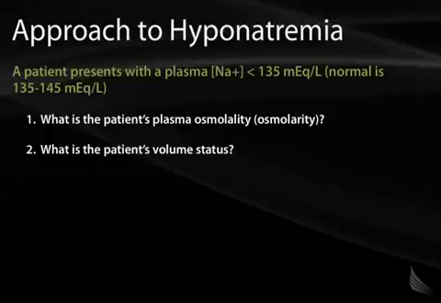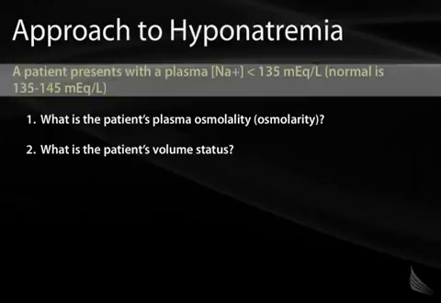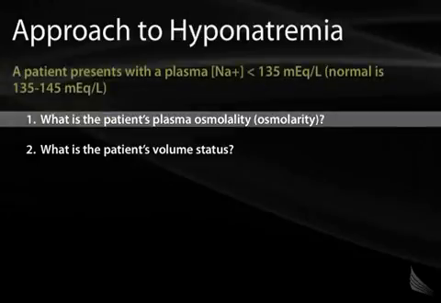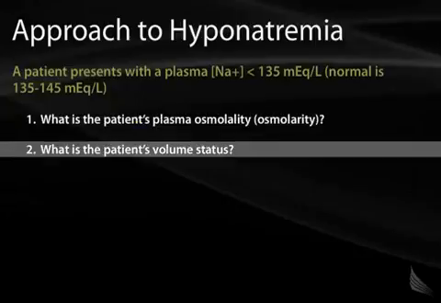So let's walk through the clinical approach to hyponatremia. A patient presents with a plasma sodium of less than 135 milliequivalents per liter. Recall, the normal value for serum sodium is between 135 and 145 milliequivalents per liter. The two questions to ask are, what is the patient's plasma osmolality? Secondly, what is the patient's volume status? But not just the total plasma volume, but what is the patient's effective circulating volume status?